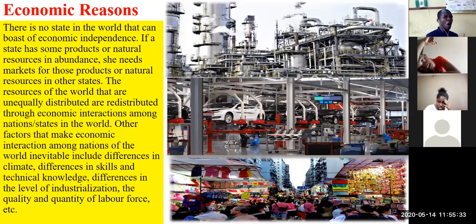Then we have what we call differences in level of industrialization. You can see the machine above now, a refinery. Can we have it in this part of the world? No, but go to China, you will see many there. Technologically, they are inclined. The quality and quantity of labor force is another thing.